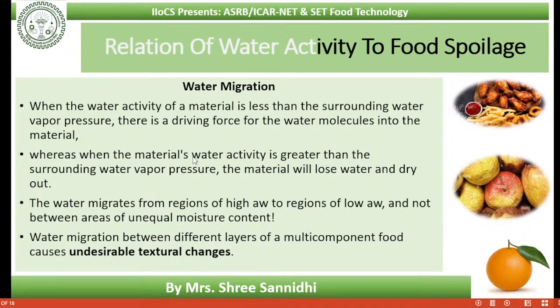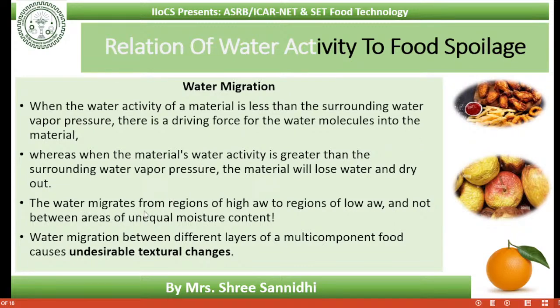Whereas when the material's water activity is greater than the surrounding water vapor, the material will lose water. So if the material has lesser water content than the surrounding, the water content will get into the food from the surrounding. If the food material has more water content, the water from the food will go out into the surrounding.